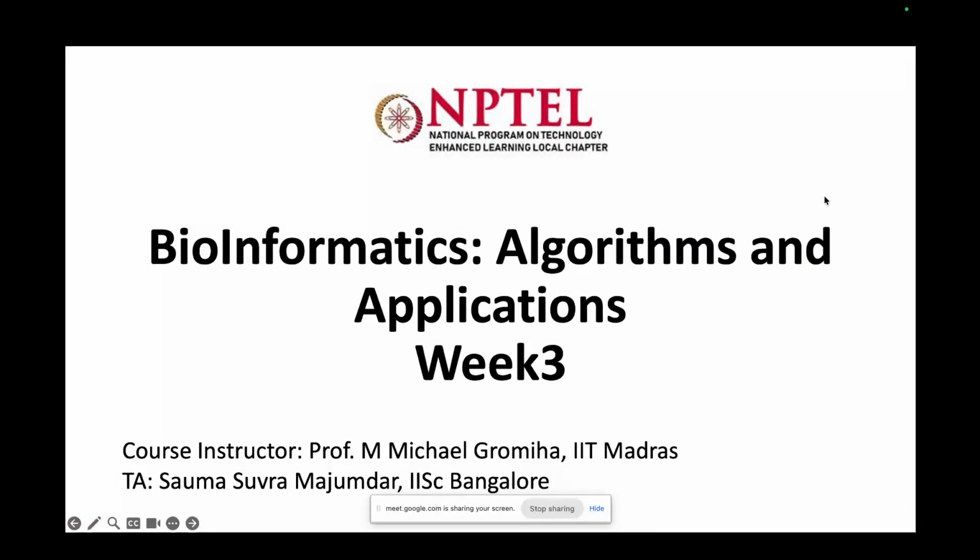So welcome to week 3 of bioinformatics algorithms and applications. The first class was more of an introductory class. In the last class, we talked about different types of methods by which you can do sequence alignment, mostly dot plots and other scoring matrices that you can use. Today, we are going to build on that and talk in more detail about these types of alignments, with respect to an example of BLAST. So okay, let's get started.